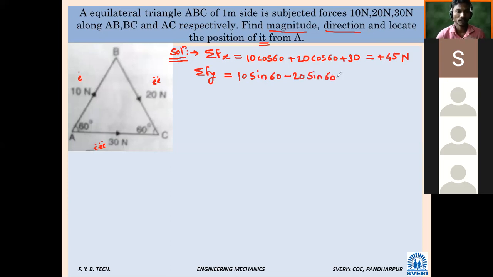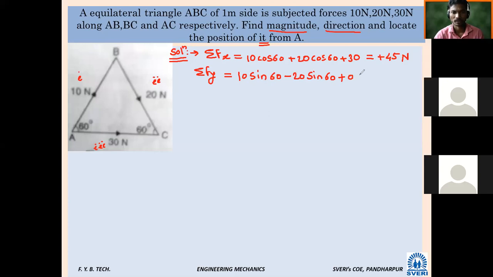Force number 3, 30 Newton, is horizontal, so its y component or vertical component will be 0. Plus or minus, it doesn't matter. Total value: summation Fy is minus 8.66 Newton. So summation Fx I have calculated, summation Fy I have calculated.